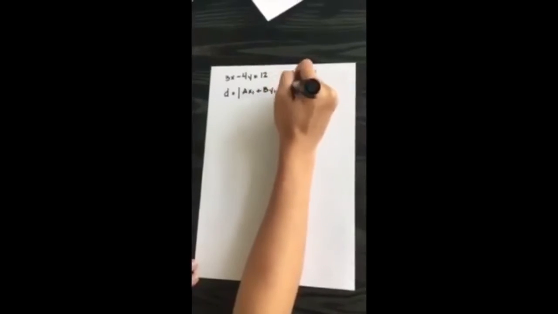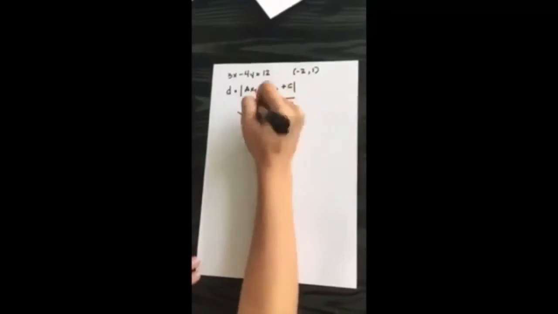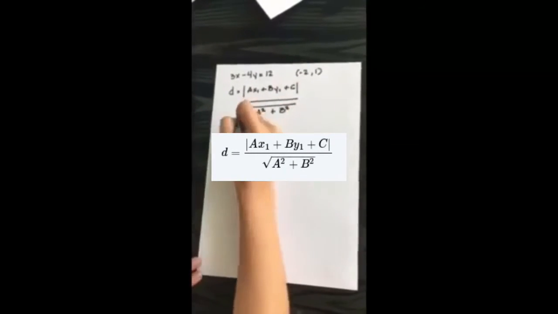So to get the directed distance from a line to a point, we use this formula.